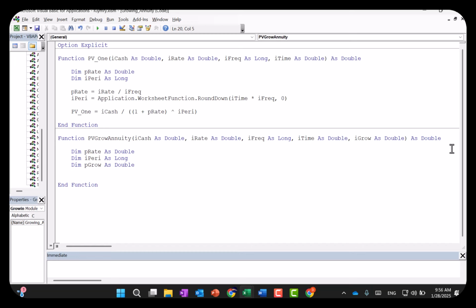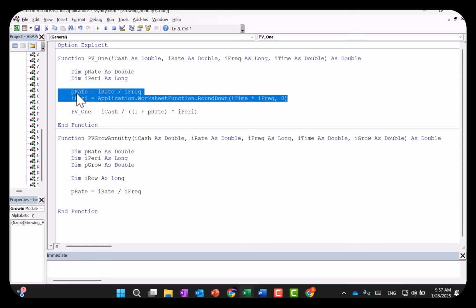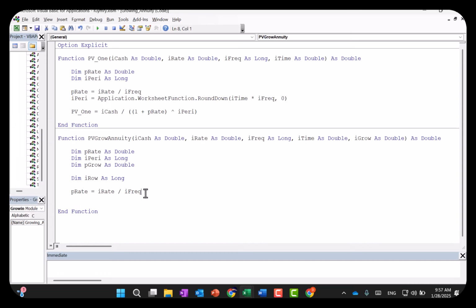I also need one more. I'm going to separate that on purpose as long. IRO is going to be a counter. Let's get some of our locals first. P rate equals I rate divided by I freak. I parry, of course, as a civilized person, I'm going to actually copy and paste. That's one of the reasons I use the same variable names as much as possible.